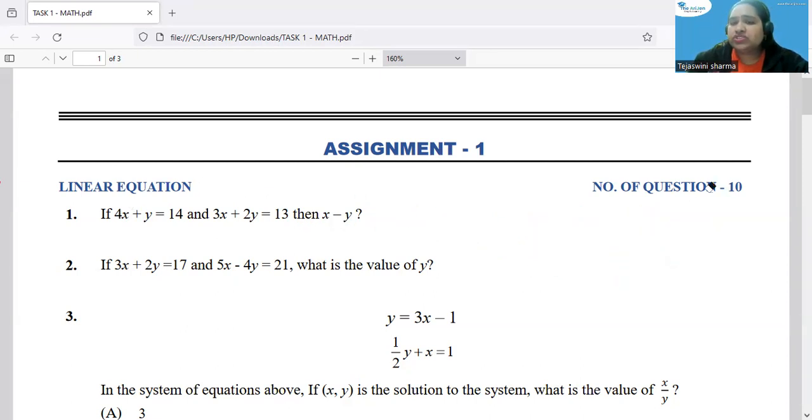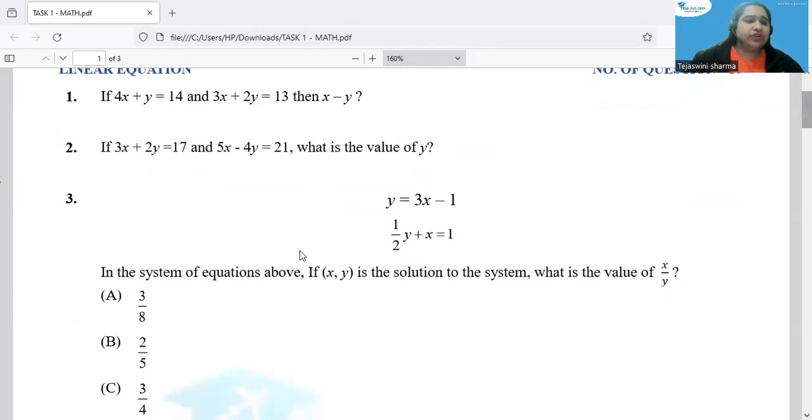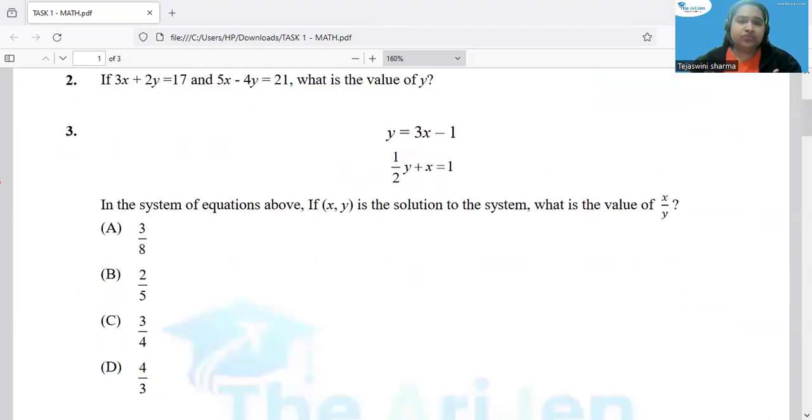Sometimes we just need to find the technique by which we can find the solution directly in just two steps. Let us see what is next. It is question number 2. For question number 2, again we have been given two equations: 3x plus 2y is equal to 17 and 5x minus 4y is equal to 21, and here we have to find the value of y.